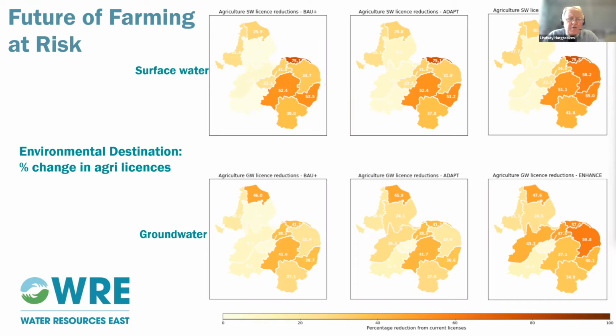And this, if you like, is an illustration of the challenge that we face. Now, I must emphasize that these are licensed quantities, not actual abstractions, and most of us know there can be a difference between those two. But nevertheless, what it means is there is a big impact coming agriculture's way. It's not the ambition or the vision that we simply say, oh dear, agriculture is going to have to manage without this water. The ambition and the vision is that we have to find new resources. And that is the major challenge.